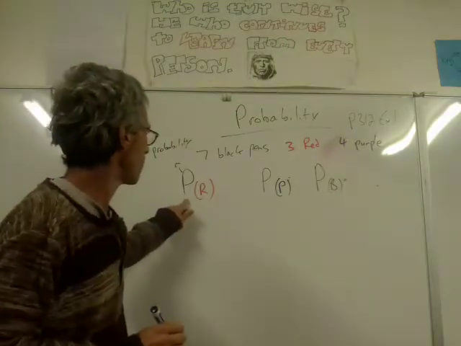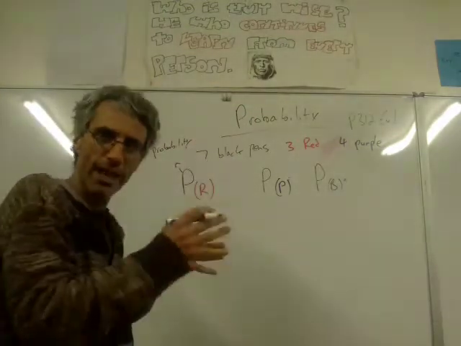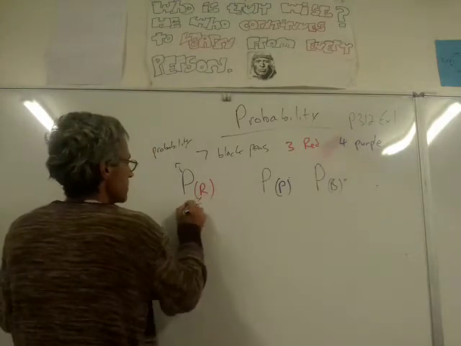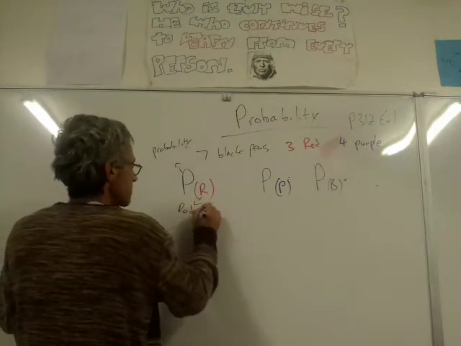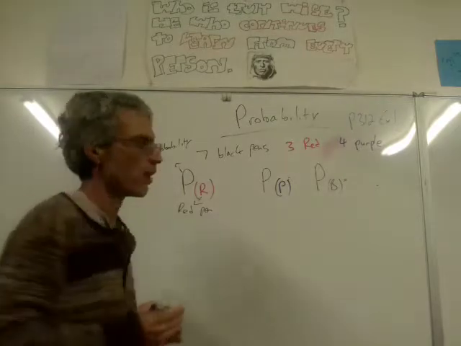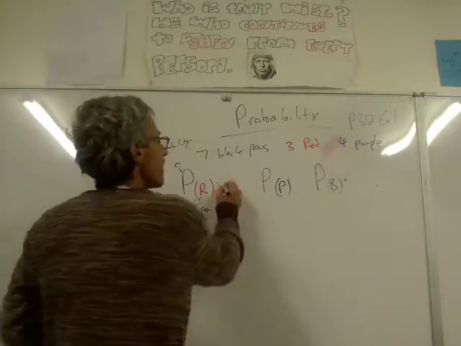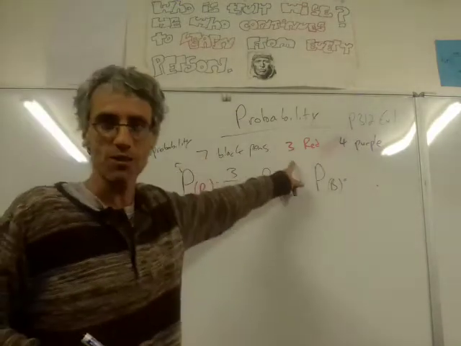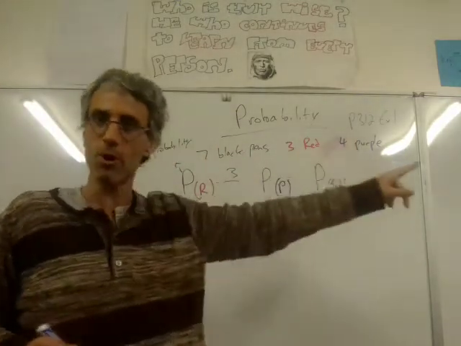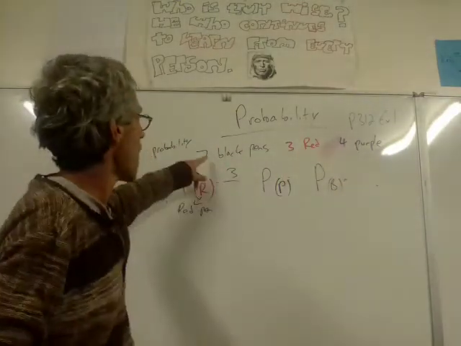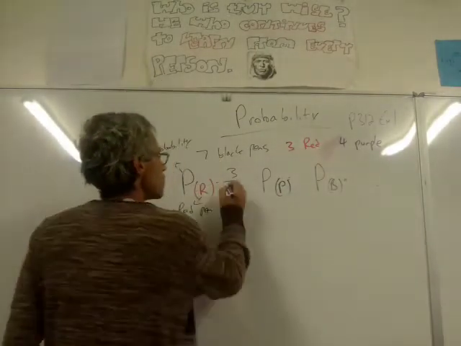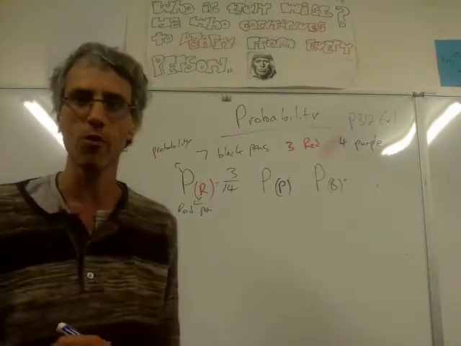So we calculate the probability, usually we write in brackets what event is taking place. In this case, it's a red pen. Picking a red pen, so P of R. Now, if I have 3 red pens, all I have to do is divide the 3 by the total number of pens I have. How many pens do I have? 7 plus 3 is 10. 10 plus 4 is 14. So the probability is 3 over 14.